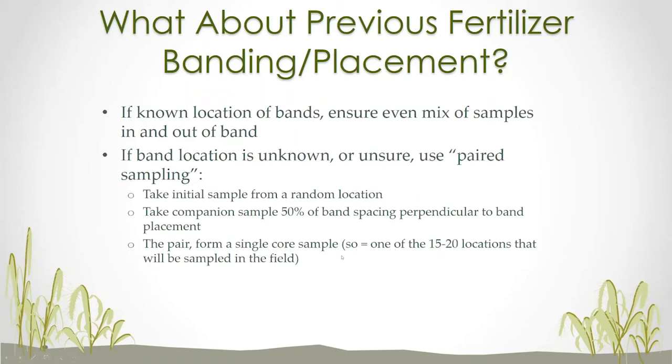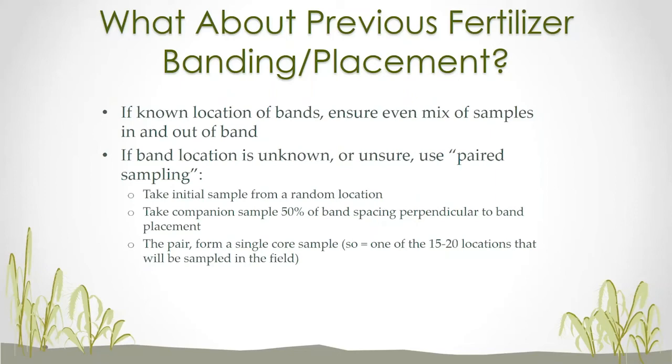You'd have those two companion samples spaced 50% of the band spacing apart and perpendicular to the band placement, which helps you account for the potential patterning that can come from banding in a given location. So we've talked about, for most cases where we don't have a lot of variability, going in and taking a random start point and then zigzagging through the field will help us capture a lot of just basic variability.